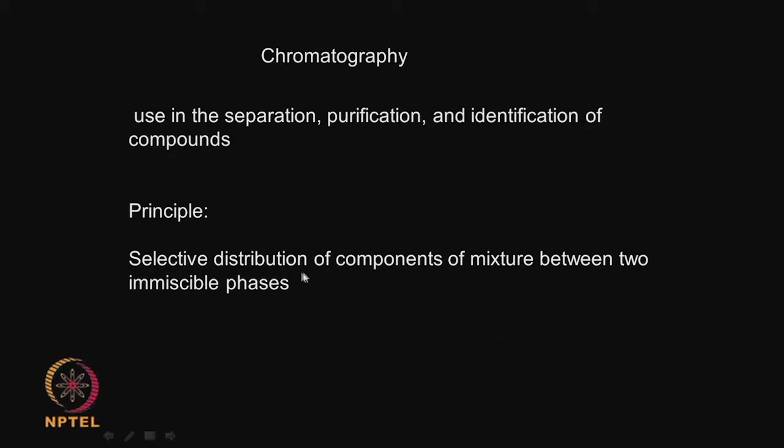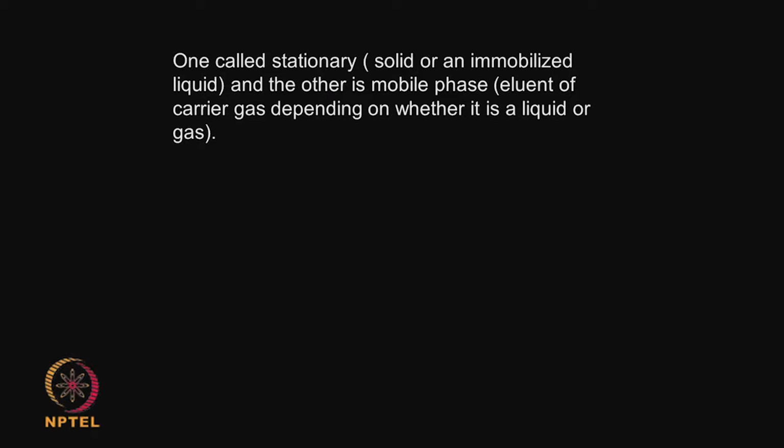So, in chromatography there is selective distribution of components from a mixture between 2 phases: you may have a stationary phase, you may have a mobile phase. As the name implies, stationary phase is a solid and mobile phase is a liquid or sometimes a gas. So, one is called the stationary or solid or immobilized liquid. You can have pure solid alone or you can have a liquid immobilized on that. The other one is a mobile phase, it could be a gas or it could be a liquid, and mixtures of gases and so on.